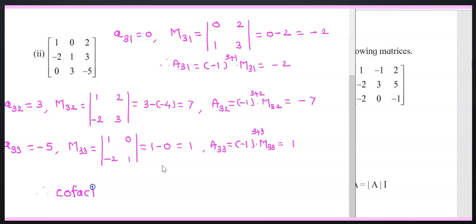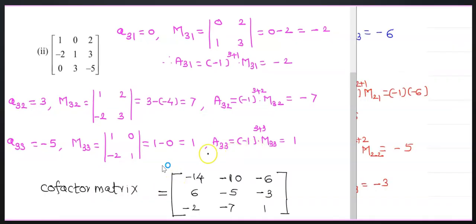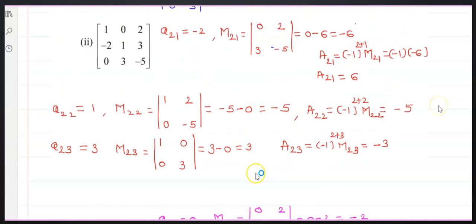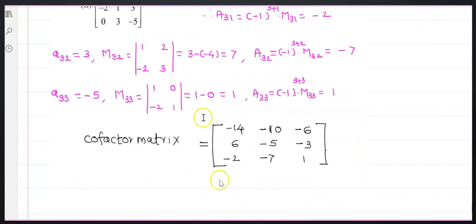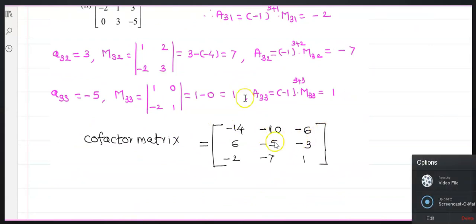Therefore, the cofactor matrix is minus 14, minus 10, minus 6, 6, minus 5, minus 3, minus 2, minus 7, 1, in this way.